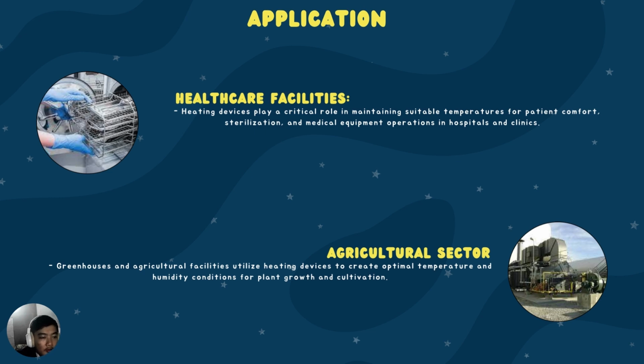And the last one, agricultural sector. Greenhouses and agricultural facilities utilize heating devices to create optimal temperature and humidity conditions for plant growth and cultivation. That's all for me, and proceed for the next one.